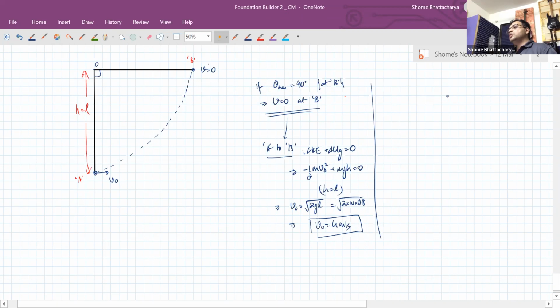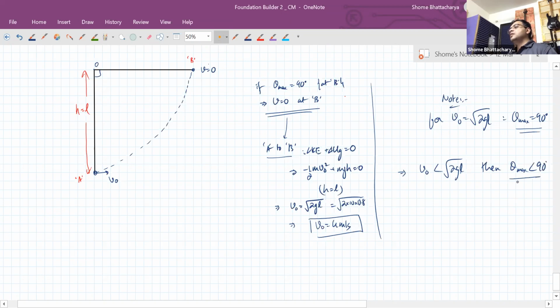From this we understand one more thing: for v naught equal to root 2gL, the maximum angular displacement will be 90 degrees, so the string just about becomes horizontal. This also implies that if my v naught is less than root 2gL, then the maximum angular displacement will be less than 90 degrees. In that case, it will stop momentarily at some theta max, which is less than 90 degrees.